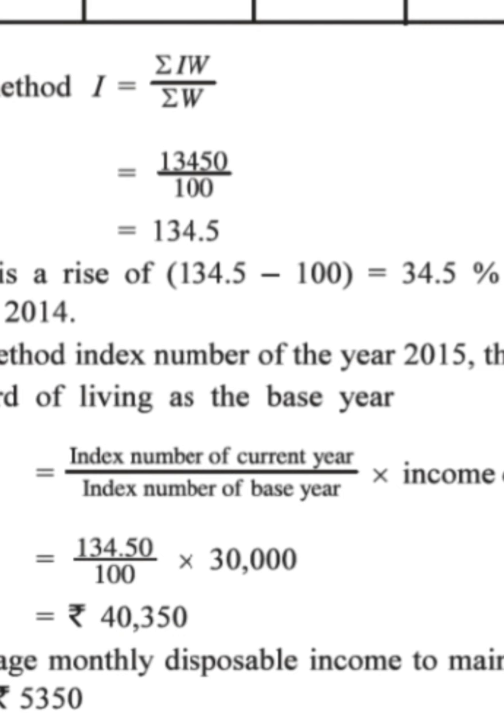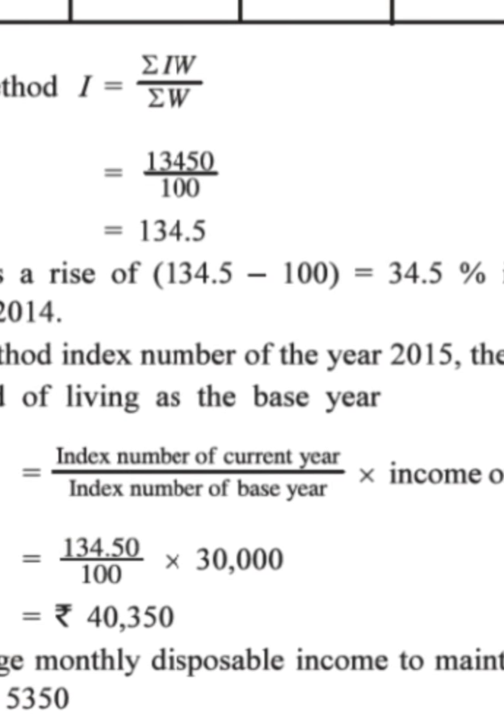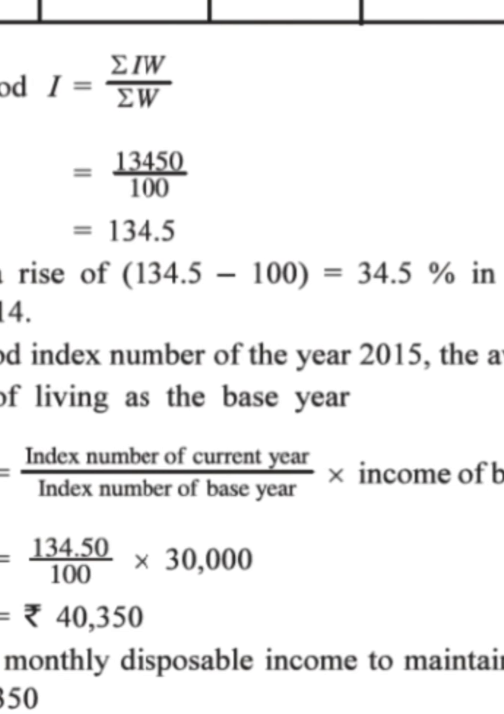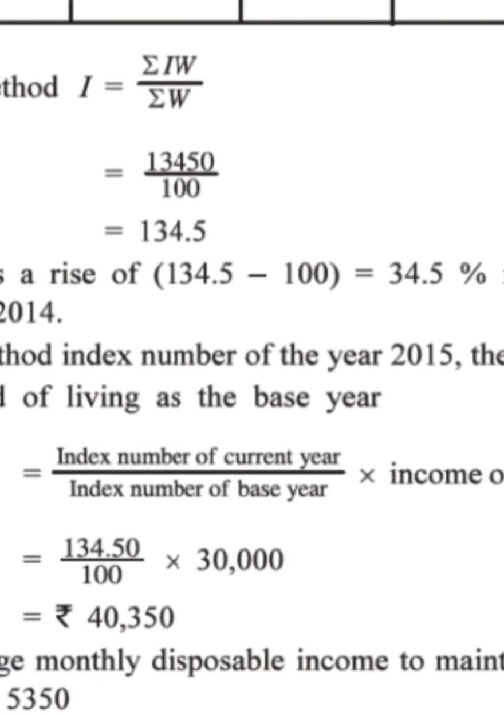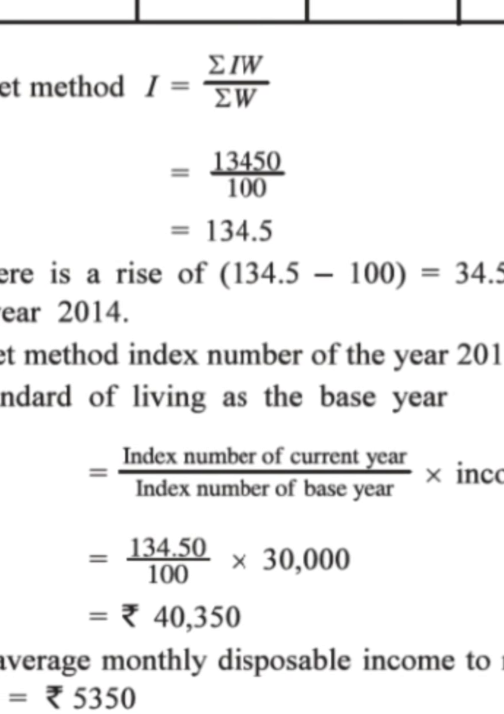We are talking about the index number over here, and obviously the income of the base year. The income of the base year was 30,000. That's why we multiply by 30,000. This one we can also do in another way, which I will also discuss. So over here 134.50 divided by 100 multiplied by 30,000 gives you 40,350.